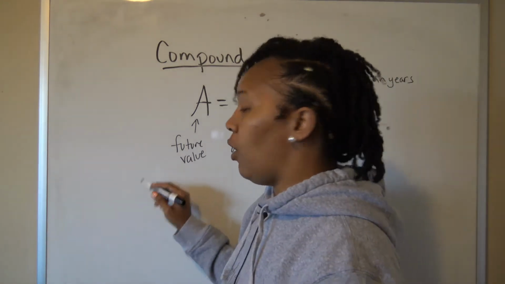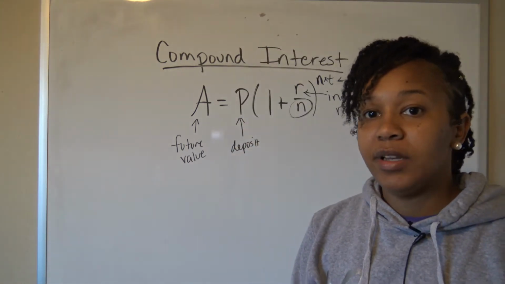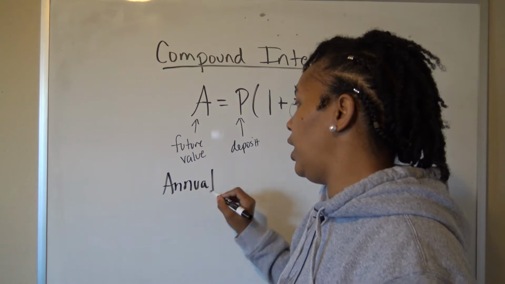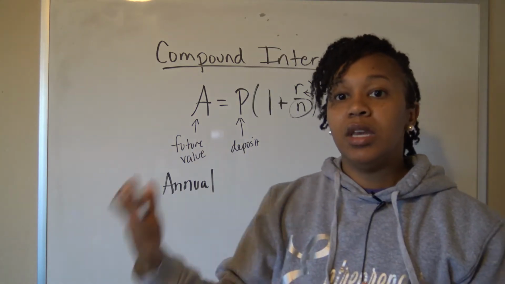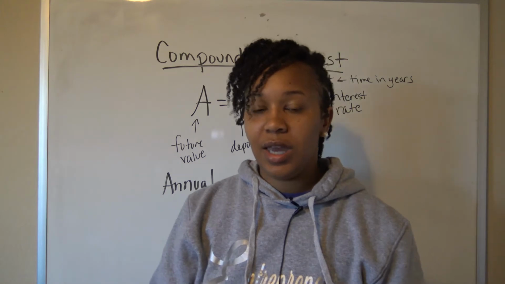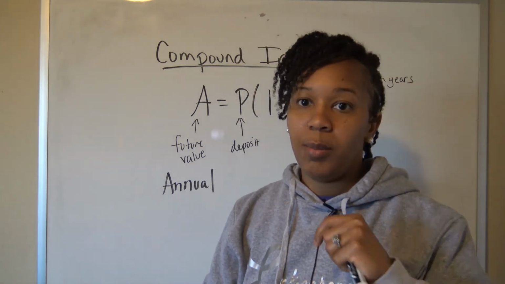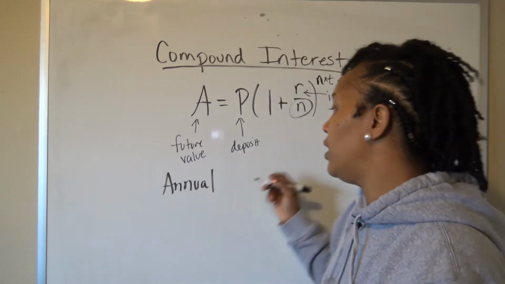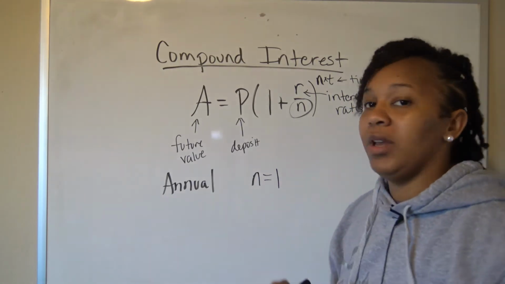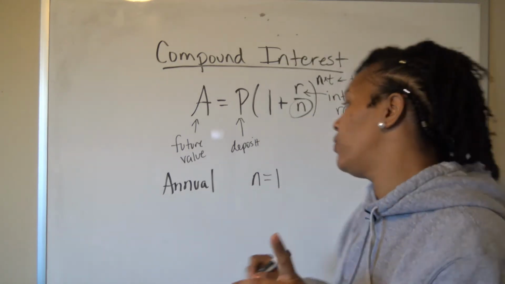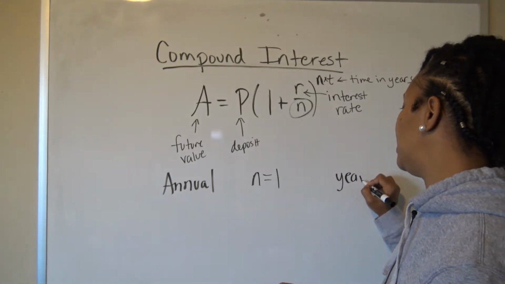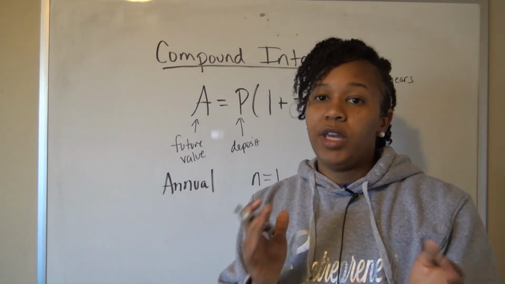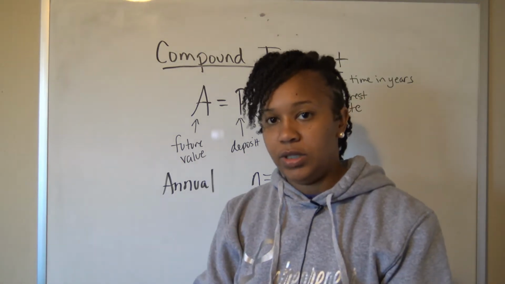There are a few different scenarios that can happen as far as compound periods. You can have where the interest is compounded annually. Compound means how many times the interest is added or when the interest is added to the account. Every institution has a different compound period. So if your financial institution says that they compound interest annually, that means that N is equal to 1. That means they compound interest once a year, and the length of that time is 1 year. Your money sits in an account for 1 year, then they calculate the interest and they add the interest to the account.